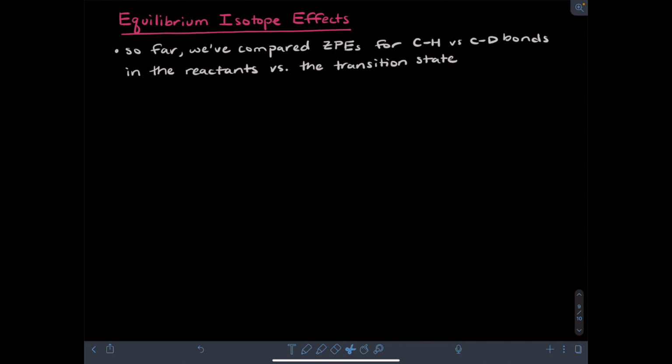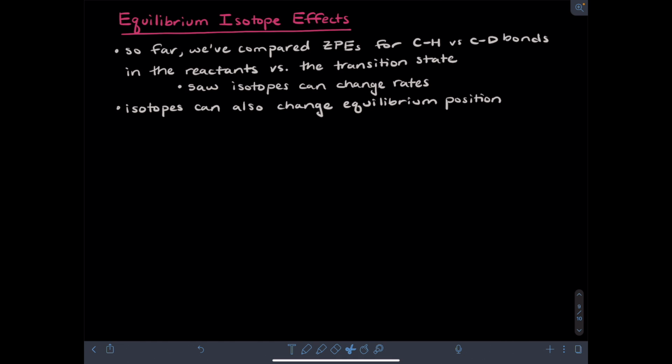I want to end by talking about what are known as equilibrium isotope effects. So far we've been looking at kinetic parameters, where we're comparing zero-point energies for reactants compared to transition states. And what we see is that switching out hydrogen for deuterium leads to changes in reaction rates. Isotopes can also change the equilibrium position for reactions. In this case, it's not going to be as easy to predict what these values should look like, but they will be equilibrium constants instead of rate constants.